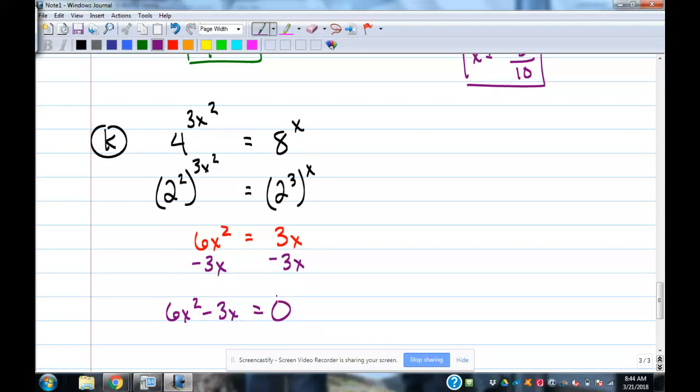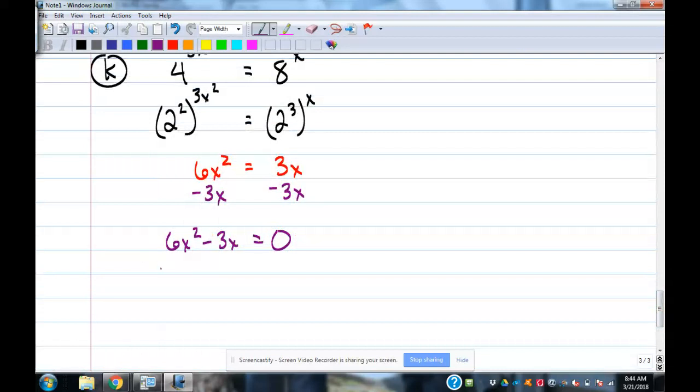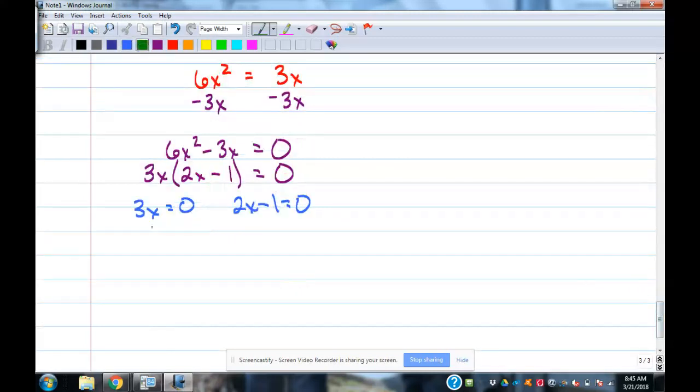And then we've got options, right? Because it's quadratic, we could factor it. How would we factor that? Pull a what out? 3x, because they both have x's, so that'd be 2x minus 1. So factoring with the GCF there. And then what do we do with each of those again? Yeah, 3x equals 0, and then 2x minus 1 equals 0. Solve each of those.